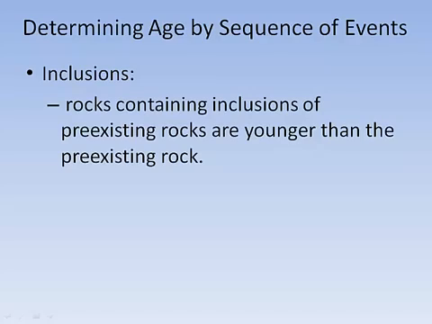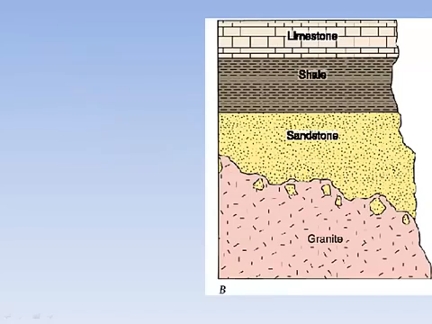Another way we can determine age by sequence of events is by looking at inclusions. Inclusions are pieces of rock that get included in another rock. All right, so rocks that contain pieces of a pre-existing rock are younger than the pre-existing rock. So let's look at this picture. Here we have some sandstone and some granite. Now the question is, which came first? You would think the granite because it's at the bottom of the pile. But if you look carefully, there are pieces of the sandstone inside this granite. For that to happen, the sandstone had to be there first.